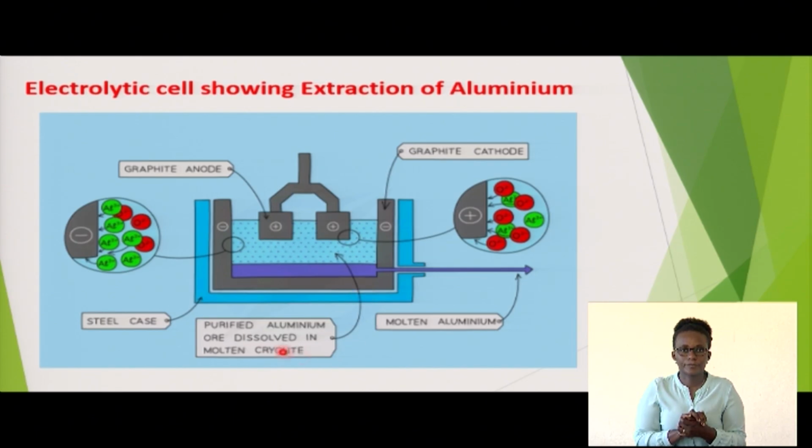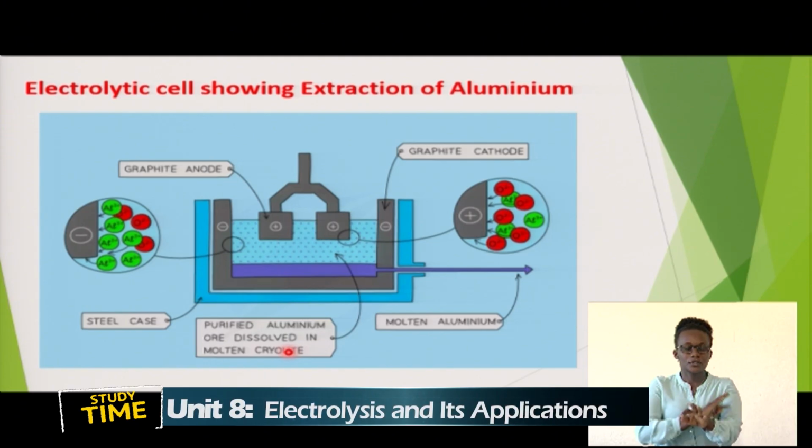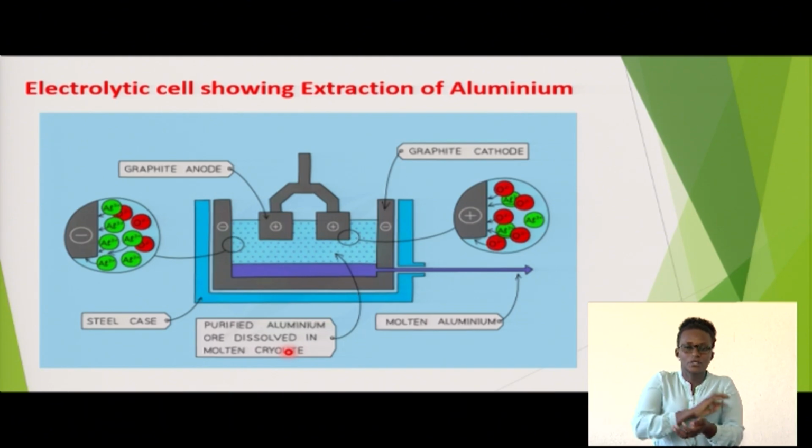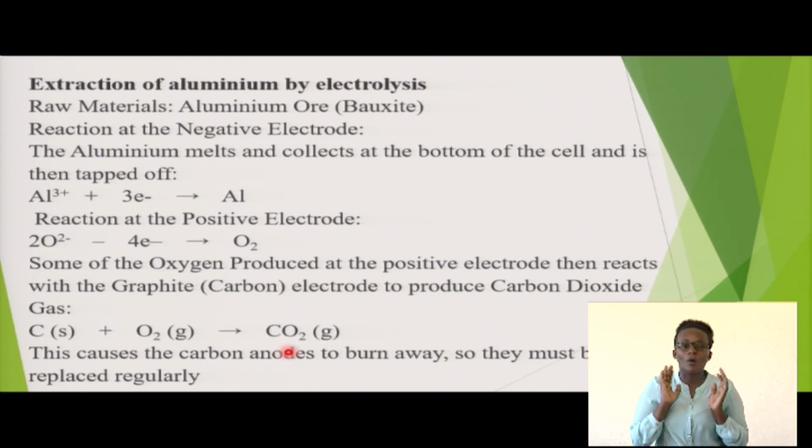So this aluminum oxide must be pure and mixed with molten cryolite, which we said its purpose is to reduce the melting point as well as increase the conductivity of the electrolyte. So you need to take note of that. So some important information during the extraction of aluminum: we have mentioned this bauxite as the raw material.